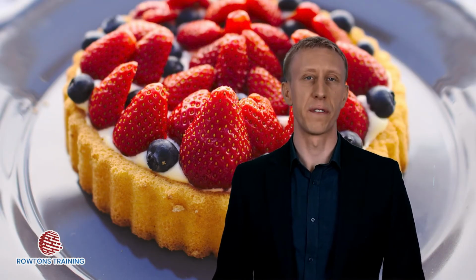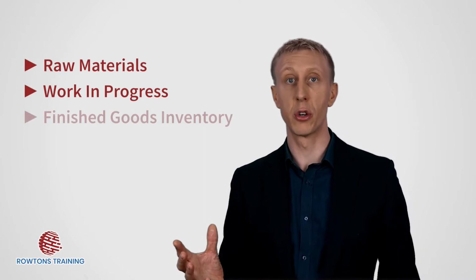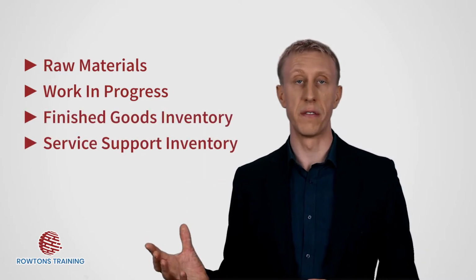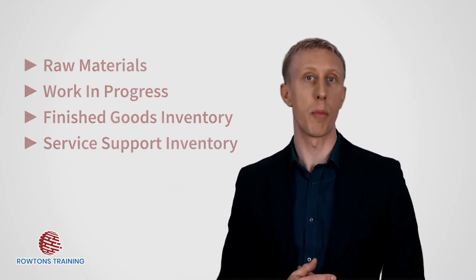Cakes. Everyone likes cakes. So let's use that as our first example. A small cake baking business. It has raw materials, work in progress, finished goods inventory and service support inventory, or maintenance, repair and operating inventory. But what would that look like?